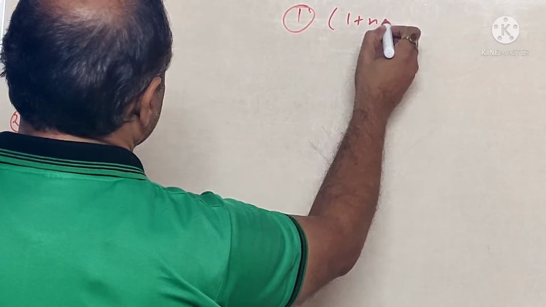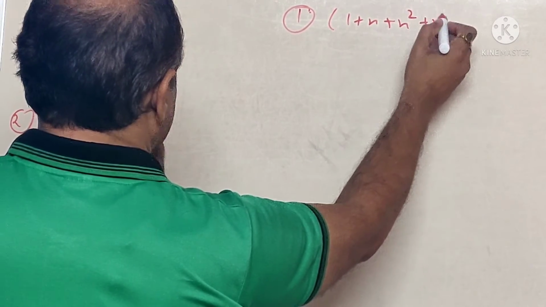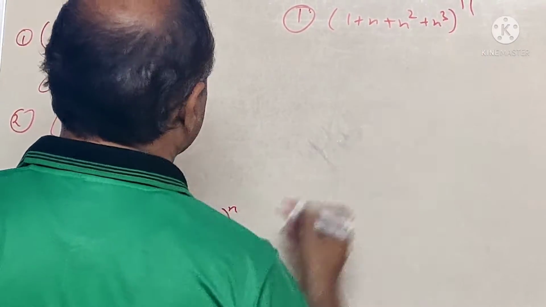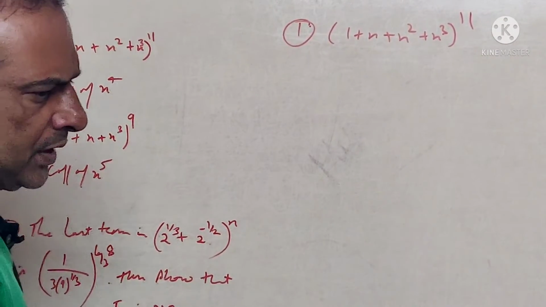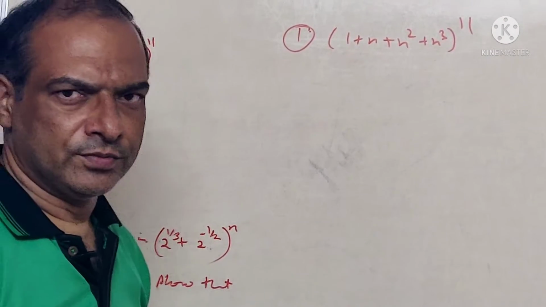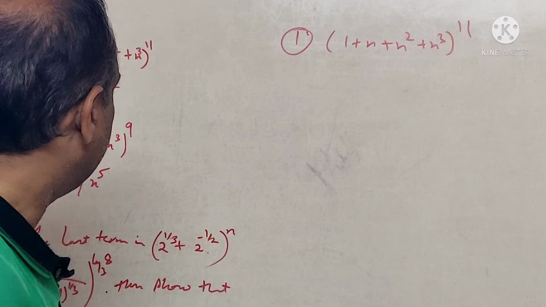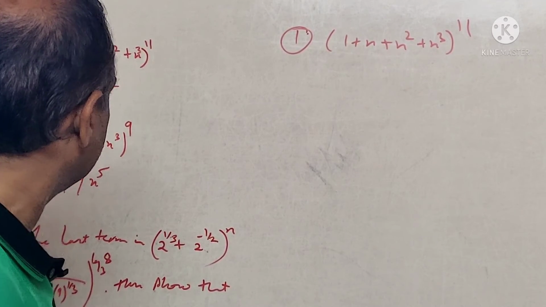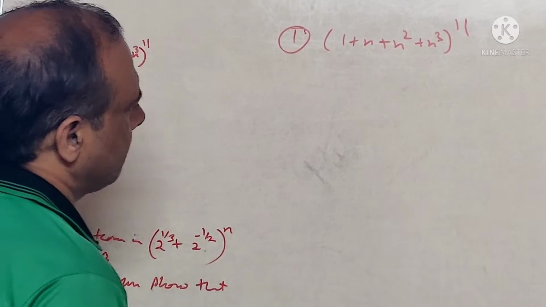1 plus x square plus x cube whole raised to power 11, and you have to find out the value of coefficient of x raised to power 4. You have to find out the value of coefficient of x raised to power 4.